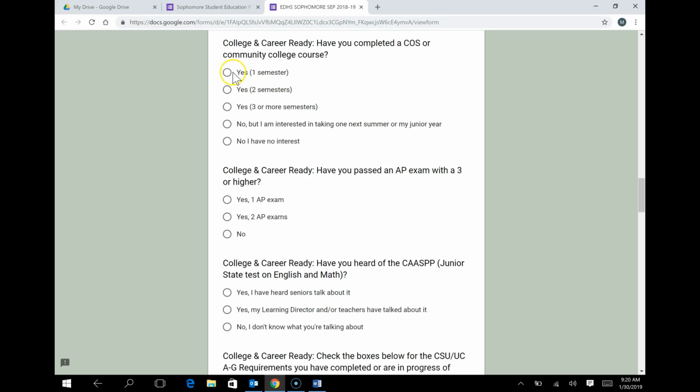So I want you to indicate on here, yes, if you have completed one semester of a course. Yes, maybe you've completed 2 semesters. Yes, maybe you've completed 3 or more semesters. The next option is no, at this point you have not taken any community college courses, but I am interested in taking one next summer or my junior year.